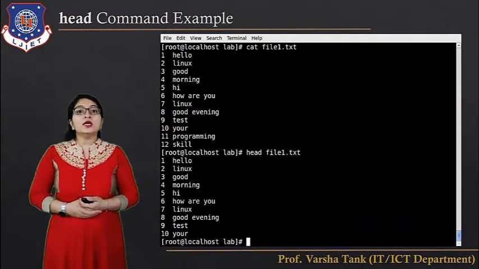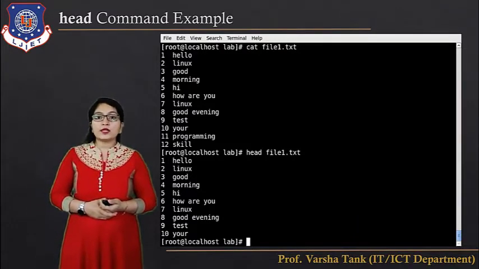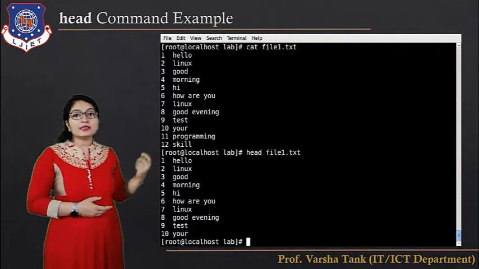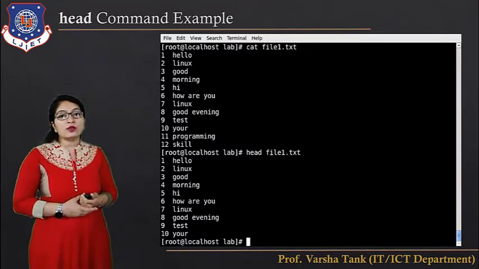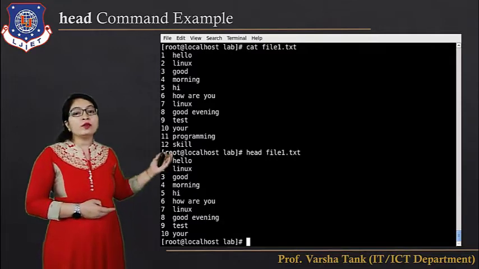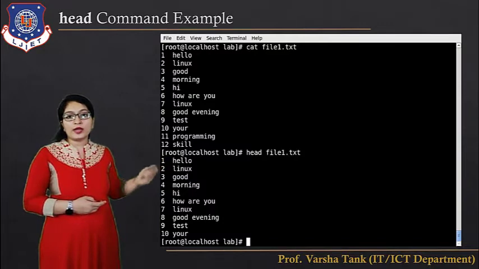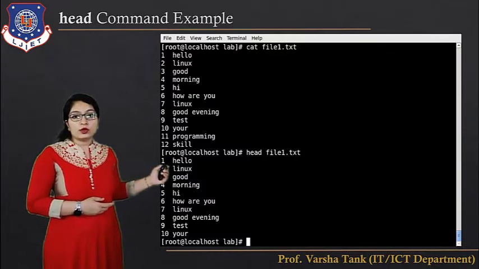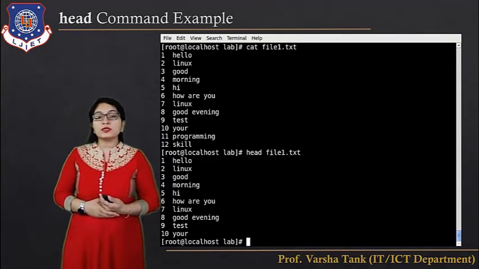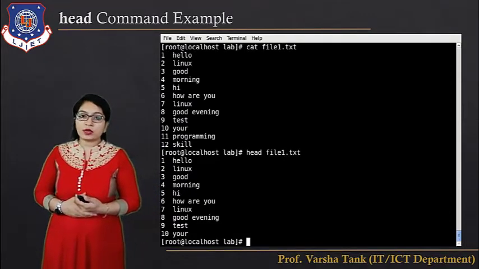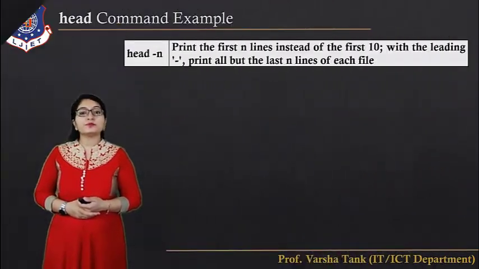Let's see an example. First you display cat file1.txt. There are a total of 12 lines in this file, and whenever you use head file1.txt, it will print the first 10 lines by default. Here you can see lines 1 to 10 displayed. The last two lines, programming and skill, will not be displayed because they are at lines 11 and 12. So the first 10 lines will be displayed by the head command.